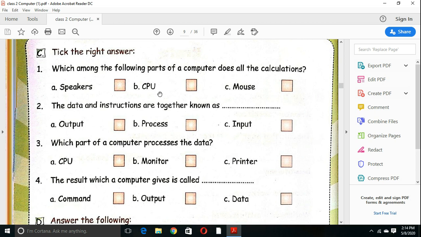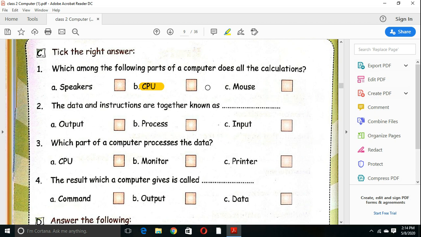The first option is speakers. We all know speakers are used to listen to music, so it is a wrong answer. Next is mouse. We know mouse is used to move the pointer, so this is also a wrong answer. Now only CPU is left. We all know that CPU is used for doing the calculations, so we have the right answer, and the right one is CPU.